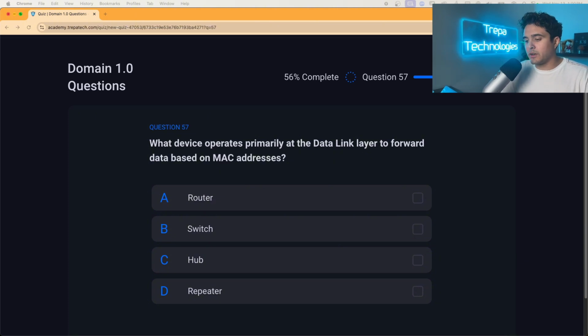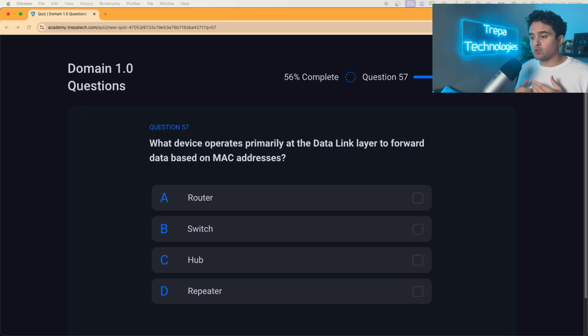Question 57. What device operates primarily at the data link layer to forward data based on MAC addresses? So MAC addresses, the 12 hexadecimal digit. Sometimes my tongue gets a little tied. That's layer 2. So the layer 2 header is going to be built off a source and destination MAC address. We call those frames. Switches in a local area network are what forward frames in the network.